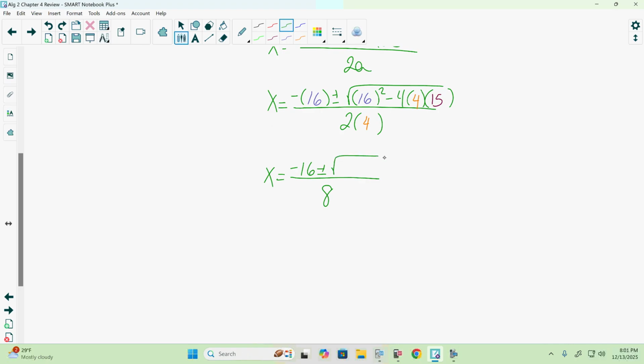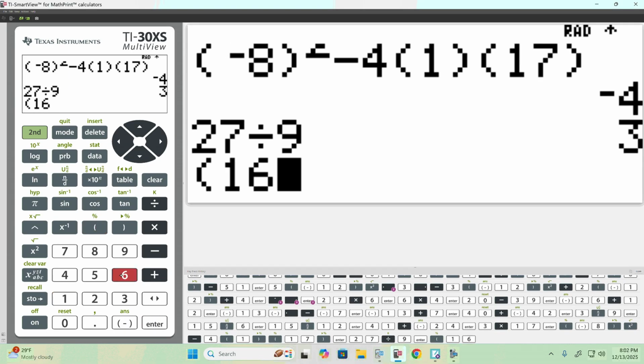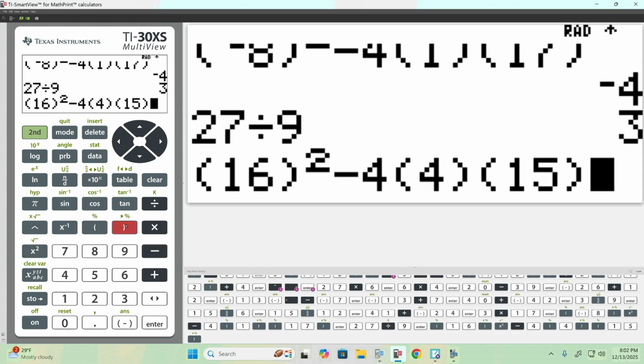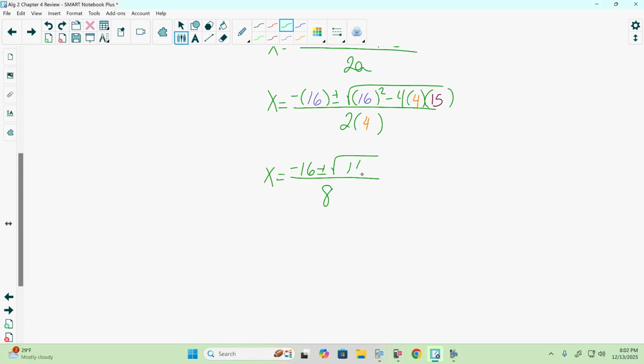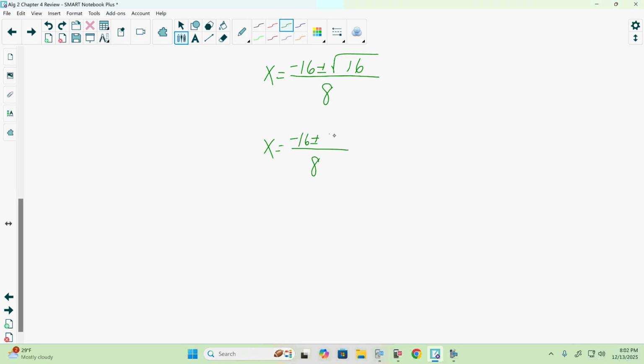I'm going to plug everything inside the square root into the radical, so 16 squared minus 4 times 4 times 15 is 16. Now we need to simplify, because this will simplify. Negative 16 plus or minus, well, the square root of 16 is 4. Well then, that's simplified completely.